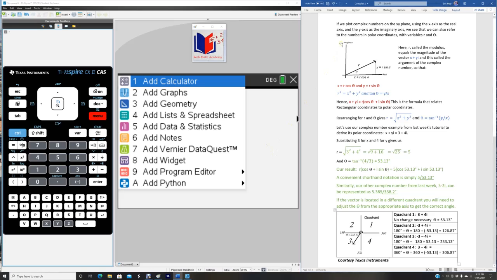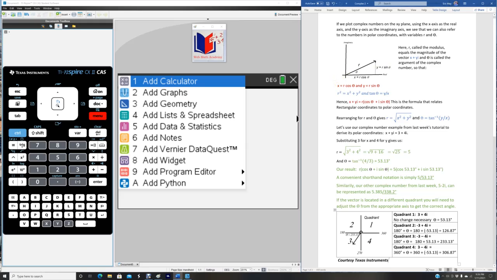If you remember from last week, if we plot the complex numbers on the xy plane, using the x-axis as the real axis and using the y-axis as the imaginary axis, we see that we can also refer to the numbers in polar coordinates with variables r and theta. Here r, called the modulus, equals the magnitude of the vector x plus yi, and theta is called the argument of the complex number, so that we have the following equations.